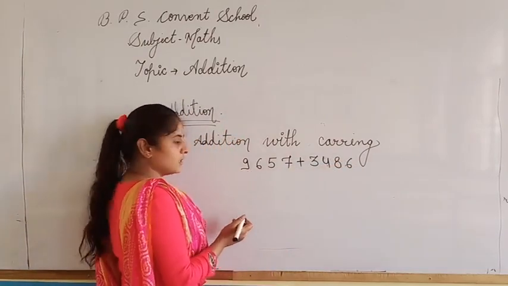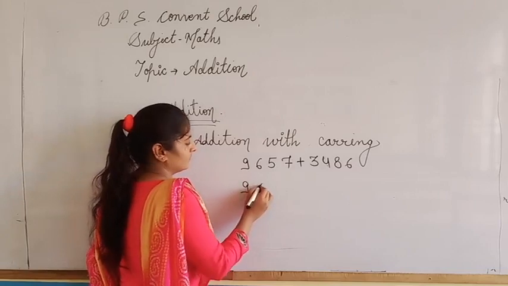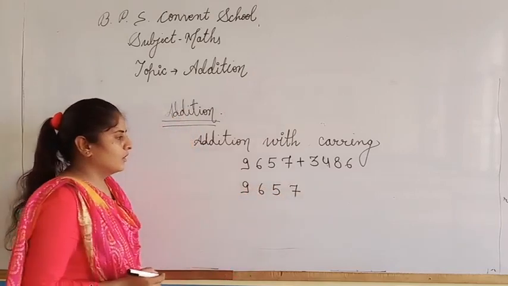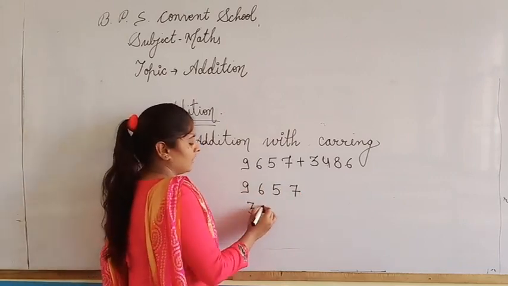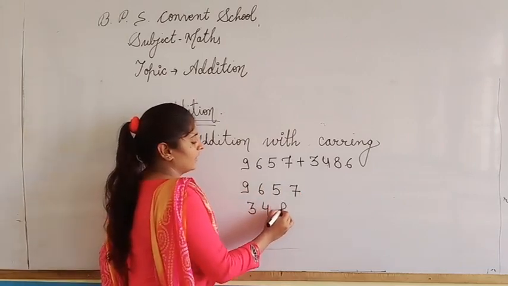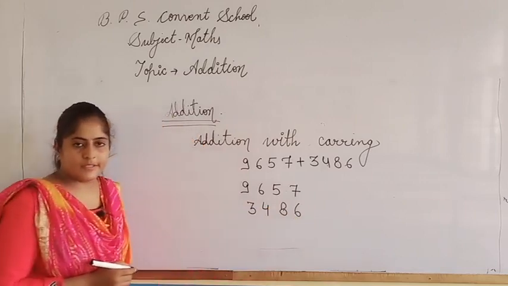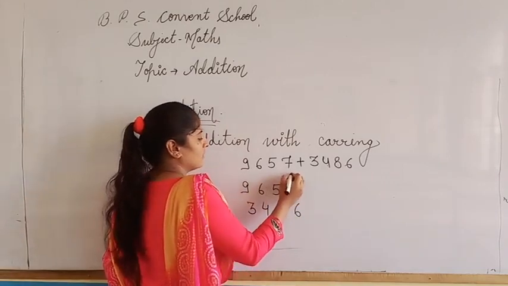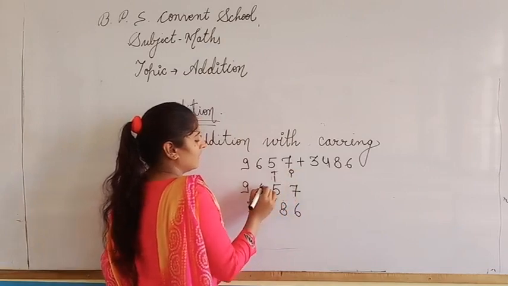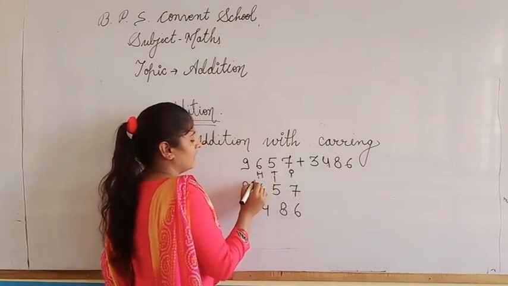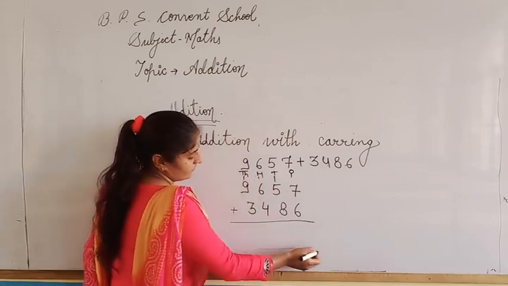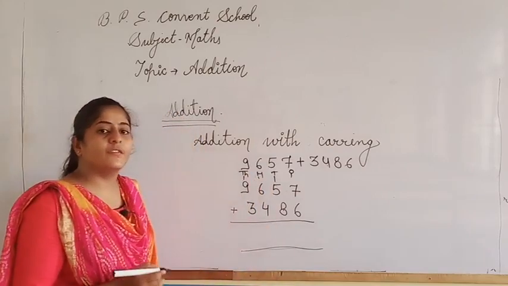First, arrange in columns. Next, write the places: ones, tens, hundred and thousand. Addition sign. First, add the ones column.